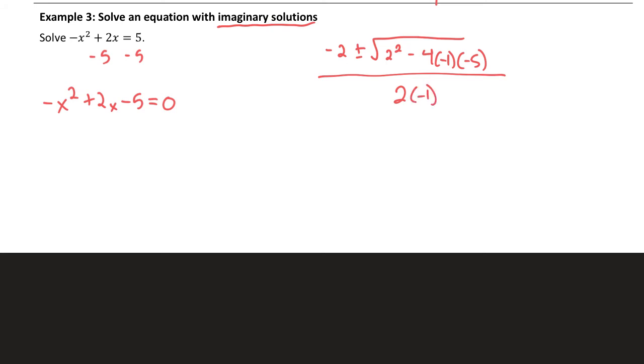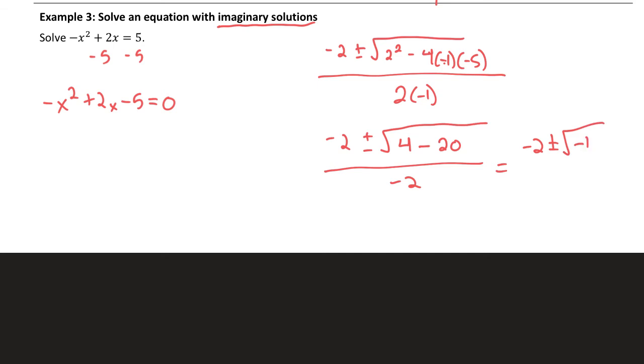2 times negative 1. This is why what I said before is important, because we have 4 times negative 1 times negative 5. So this is really 4 minus 20, because I have a positive times a negative times a negative. And this is all over negative 2. So when I simplify this, it's negative 2 plus or minus the square root of negative 16.